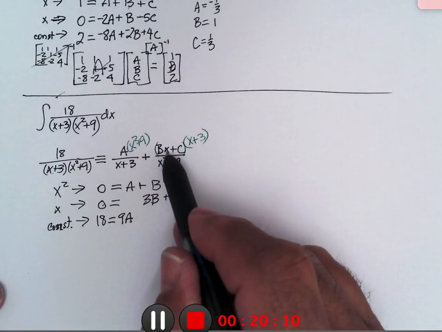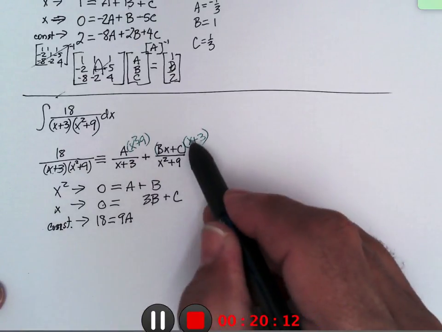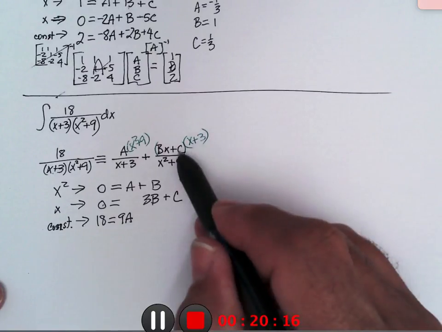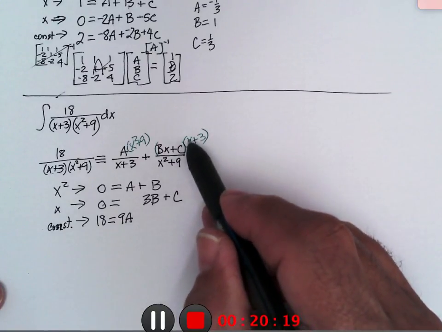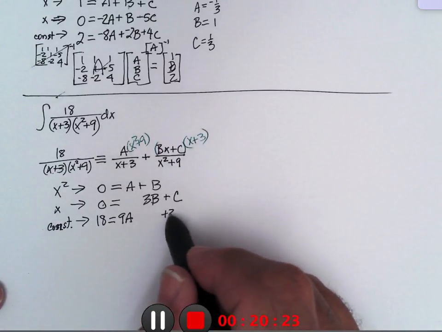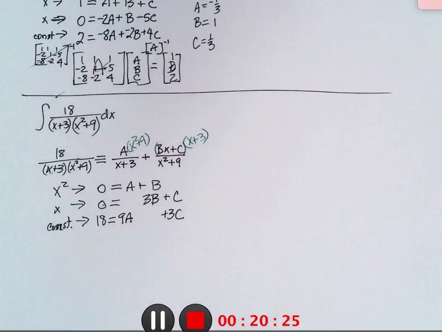If I take it times this, I get bx squared. This times this is 3bx. Those are not constants. Then I have c times x. That's not constant, but c times 3 is. So I got plus 3c.